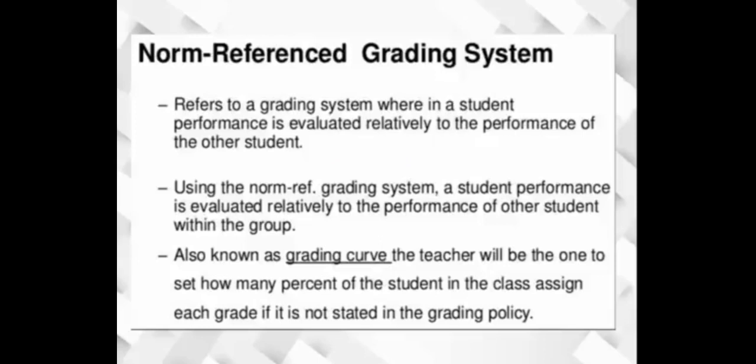Norm reference grading system refers to a grading system wherein a student's performance is evaluated relative to the performance of the other students. Using the norm reference grading system, a student's performance is evaluated relative to the performance of other students within the group. It is also known as grading on a curve. The teacher will be the one to set what percentage of the students in the class is assigned each grade if it is not stated in the grading policy.